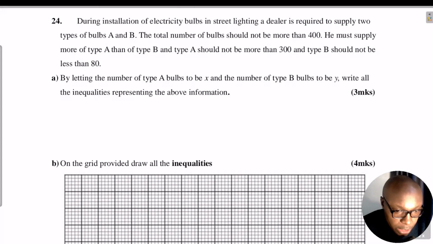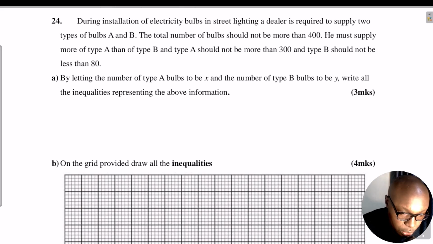Welcome. Linear programming. During installation of electricity bulbs in street lighting, a dealer is required to supply two types of bulbs, A and B. The total number of bulbs should not be more than 400. He must supply more of type A than of type B, and type A should not be more than 300 and type B should not be less than 80.